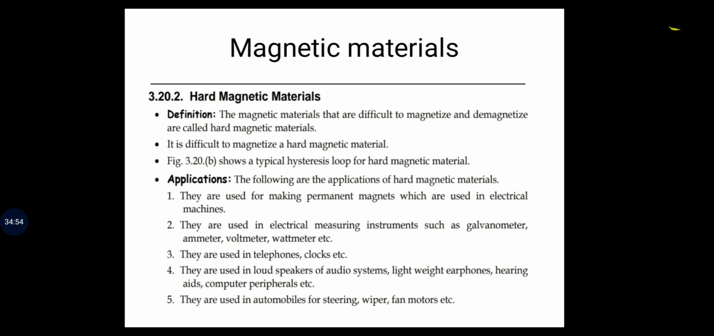And these are used in loudspeakers of audio systems, lightweight earphones, hearing aids, and computer peripherals. And also these are used in automobiles for steering, wiper and fan motors.